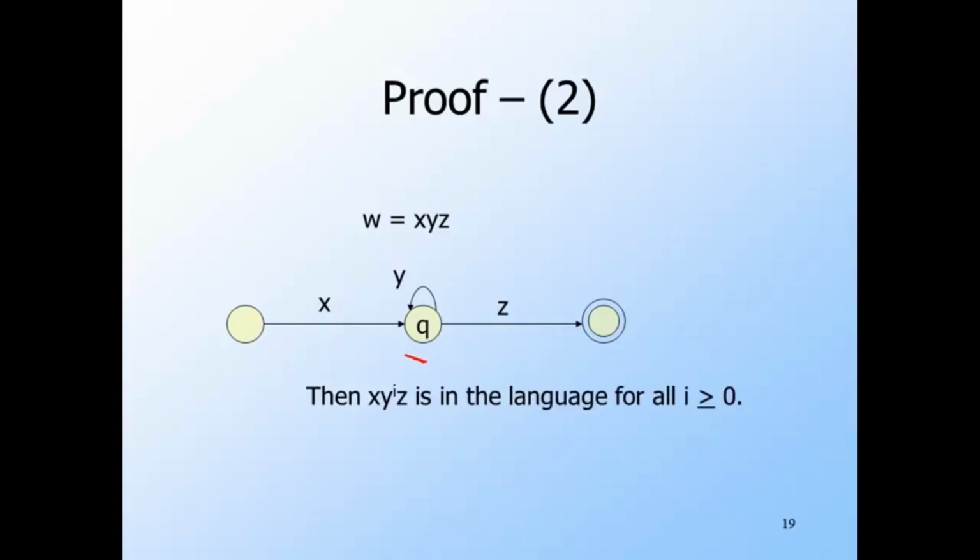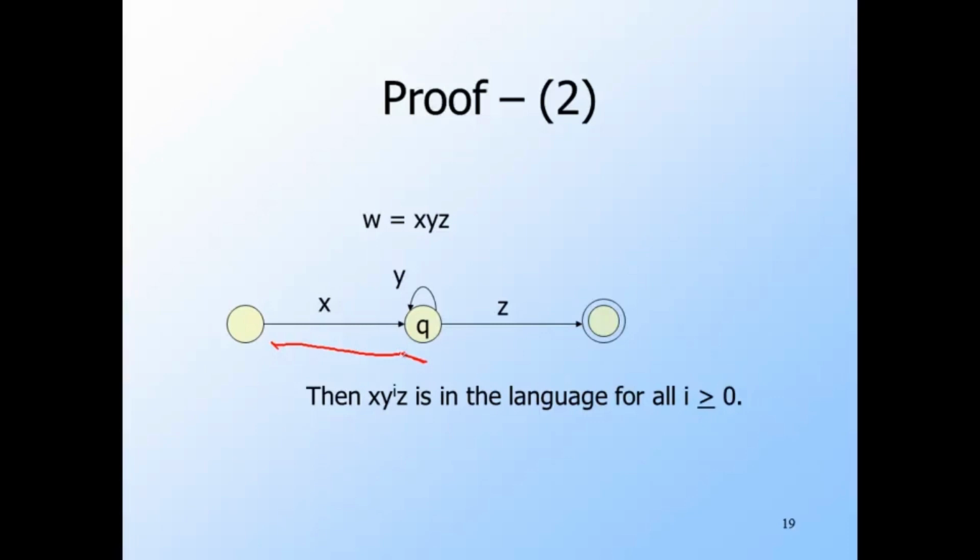We claim that X, followed by I repetitions of Y, followed by Z, is also accepted by the DFA for any integer I. To see why, X takes us to state Q, so we could, for example, go like this.